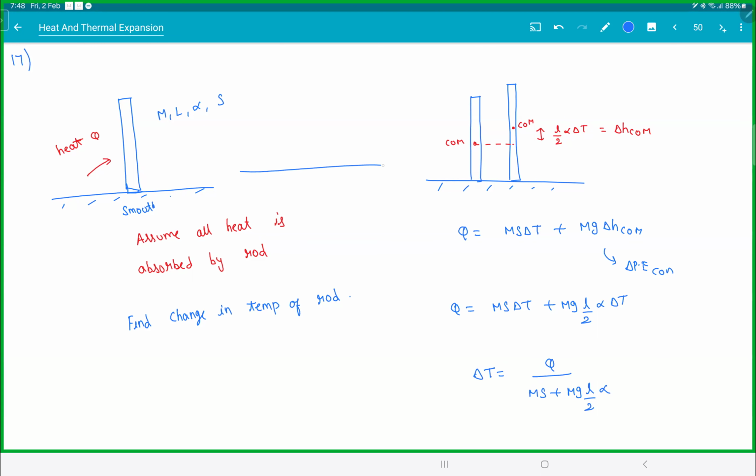So that means if you have a rod on the floor and a rod vertically, this one will have less temperature change, isn't it? Because the rod on the floor will expand horizontally, the center of mass won't change much. But when you keep it vertically, the center of mass will change more. This could be a good theoretical question. Clear?